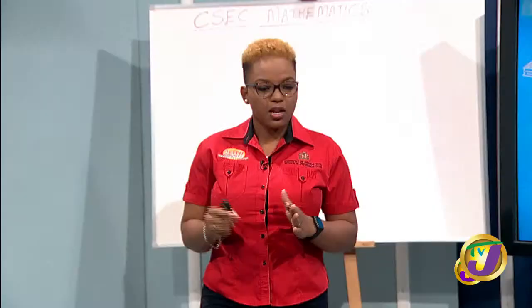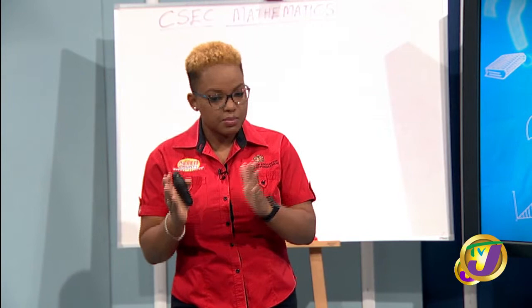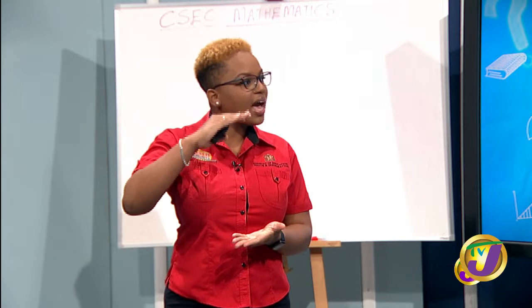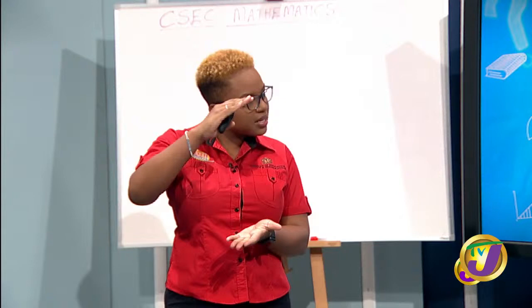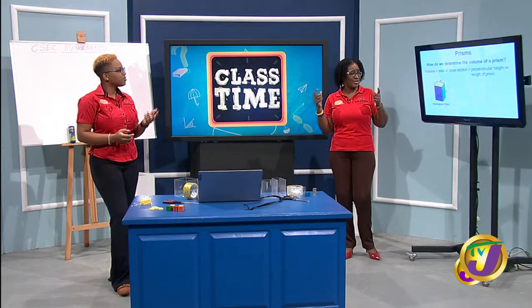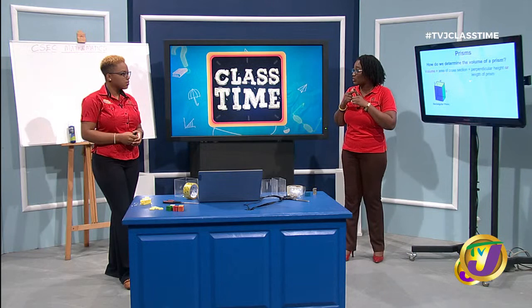So this is particular to prisms, and we say prisms have a uniform cross-section. As long as the solid is a prism and it has a uniform cross-section, then we can simply multiply the area of that cross-section by its perpendicular height or length, depending on its orientation. I want to point out the word perpendicular is very important, because this height must form a right angle with the face that we have identified to be the cross-section.